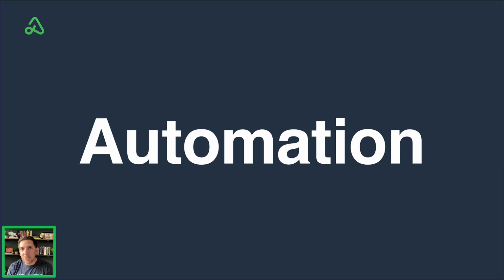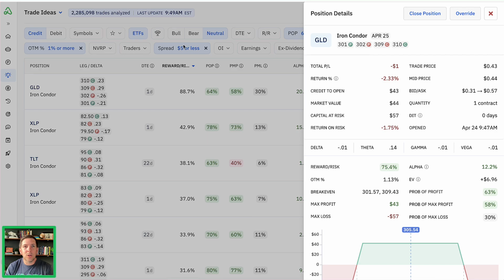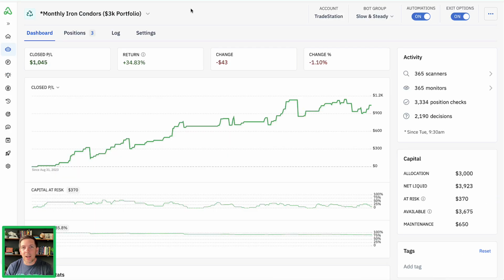All right, so last thing I'm going to show you is how to automate iron condors completely. We went through a little bit of a hybrid process just now, which is that we found an iron condor ourselves, and then we set up some exit options to help manage the position. But you can actually go through the entire process of finding and entering iron condor trades using Option Alpha through automation. So I'm going to go over to one of my bots here that does this right now, just to show you an example.